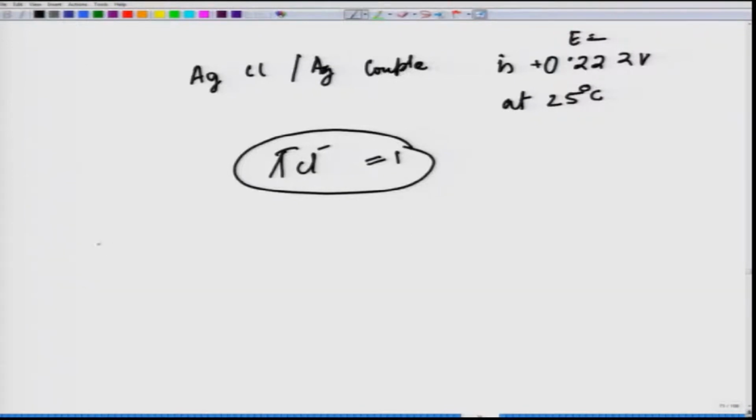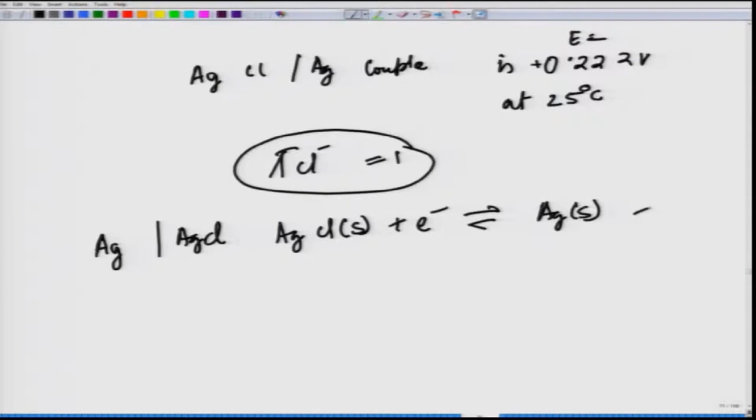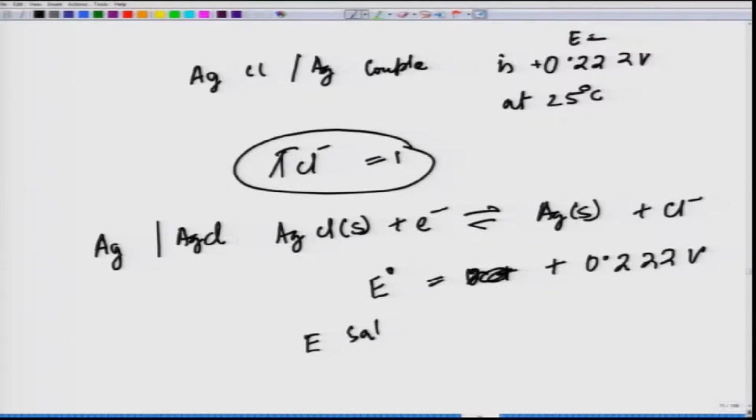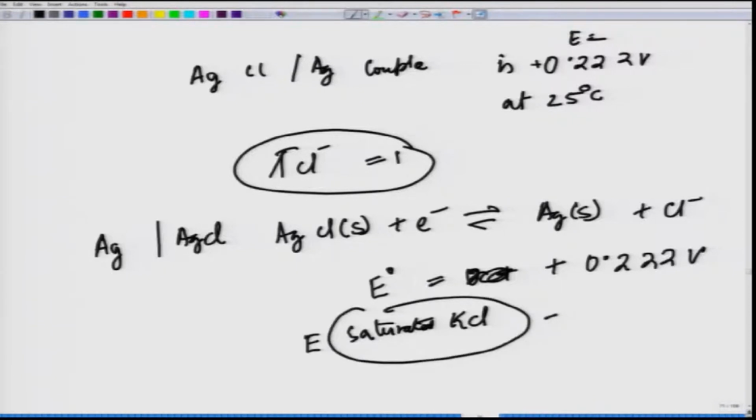Okay. So, now when I write this, you have to write it like this: AgCl plus electron makes it Ag solid plus Cl minus, where E0 is equal to 0.222 volt, but in a saturated KCl this is 0.197 volt.